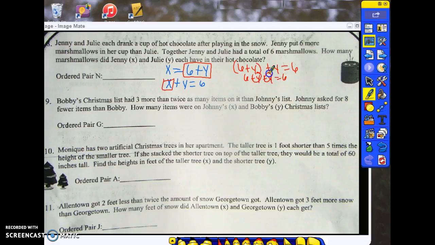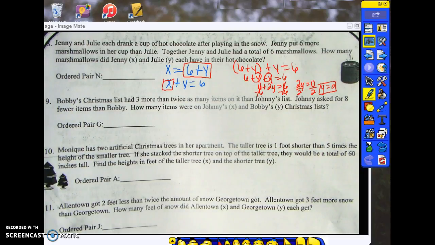Y plus Y is 2Y. Subtract 6 from both sides. 6 minus 6 is 0. Divide by 2 on both sides, and 0 divided by 2 is 0. So Y represents Julie. Julie didn't put any marshmallows in her cup.